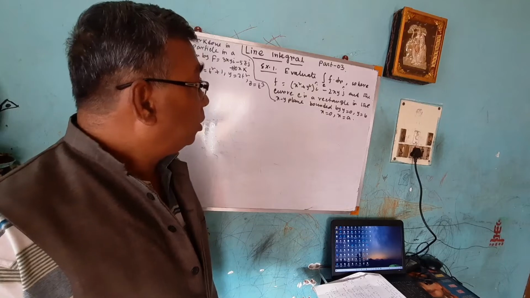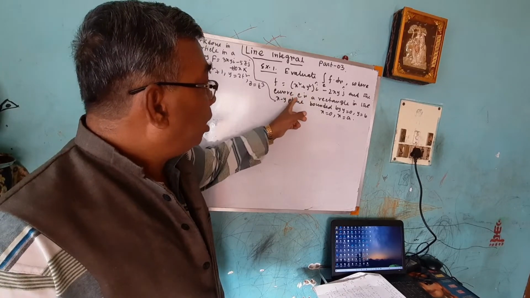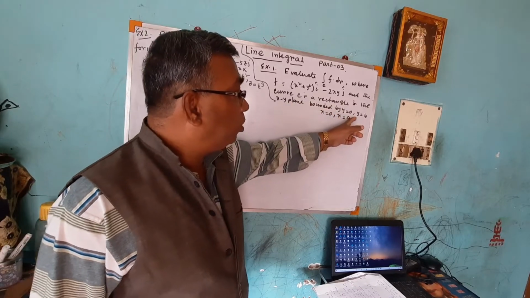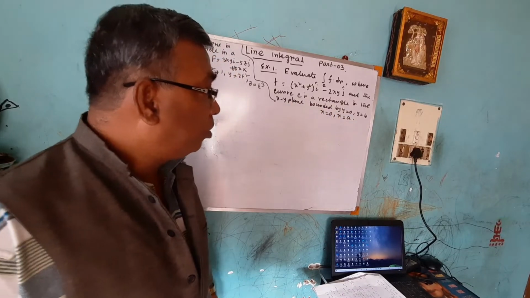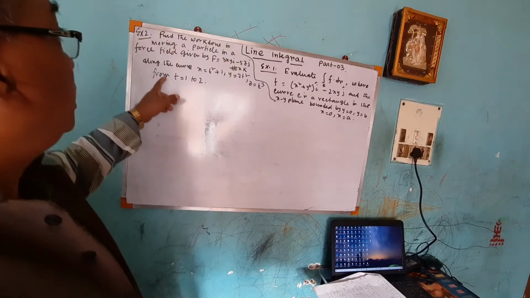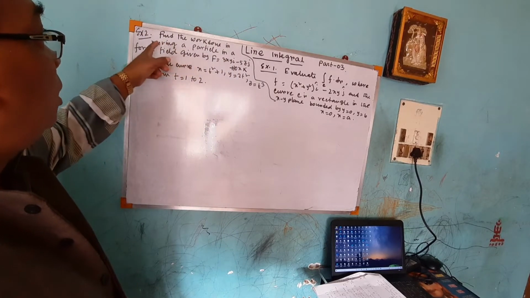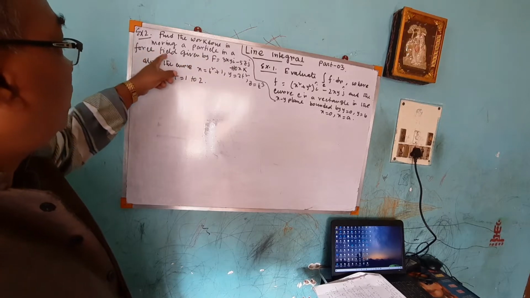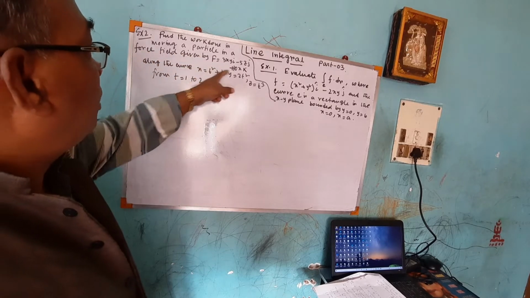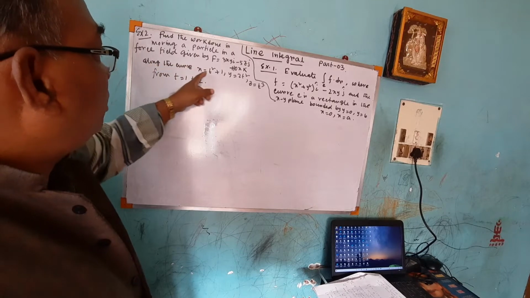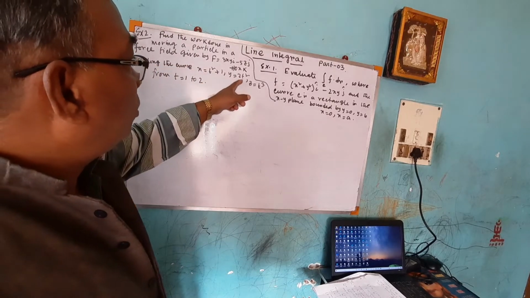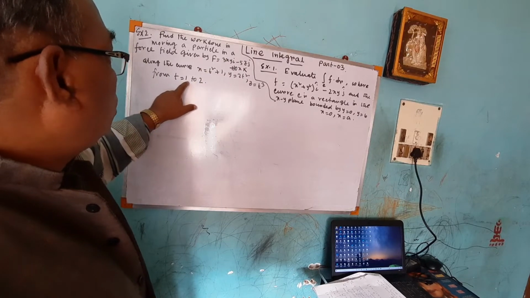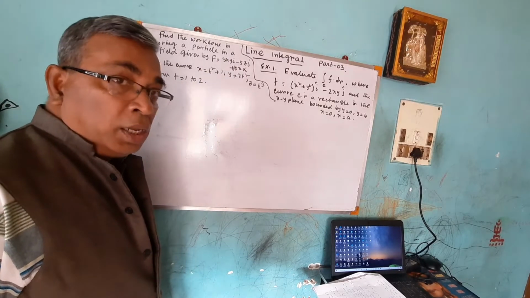Evaluate this, and the curve C is the rectangle in the xy plane bounded by y equal to 0, y equal to b, x equal to 0, x equal to a. And another sum I have taken here. Find the work done in moving a particle in a force field given by F equal to this along the curve x equal to this, y equal to this, z equal to this. This is the parametric form, from t equal to 1 to 2. These two sums you will understand.